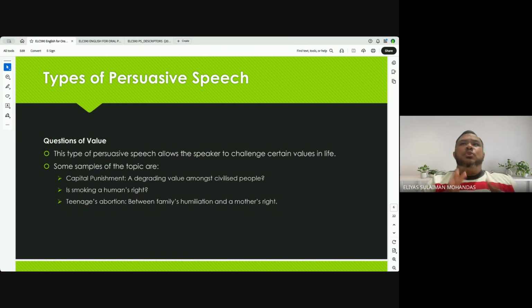So when you begin to question values, there are two sides looking at the same issue and you choose your stand, that is a persuasive speech.